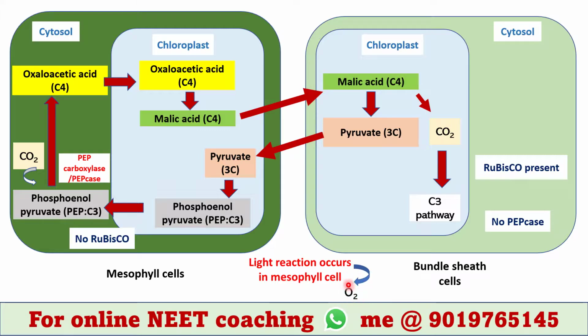But this oxygen is not utilized by Rubisco to undergo photorespiration, since Rubisco is absent in mesophyll cell. Therefore, C4 pathway is a wonderful technique which eliminates photorespiration, the harmful process of plants.